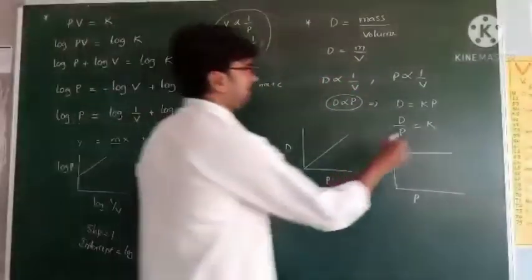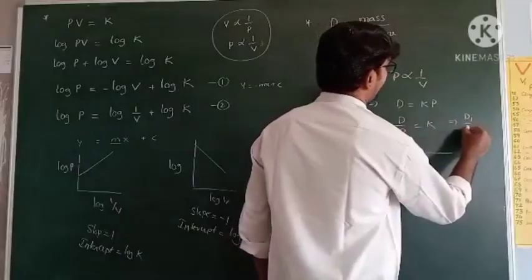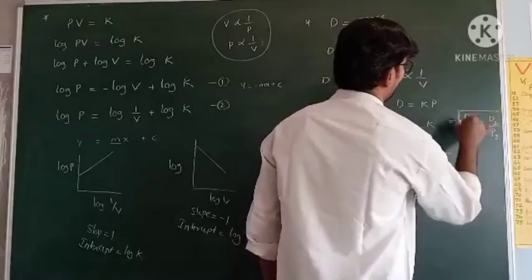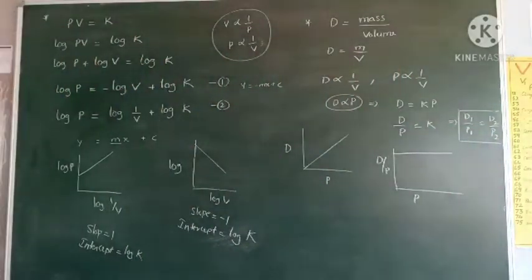One more relation from this: for any two gases, d1 by P1 is equal to d2 by P2. This is the total explanation of Boyle's law.